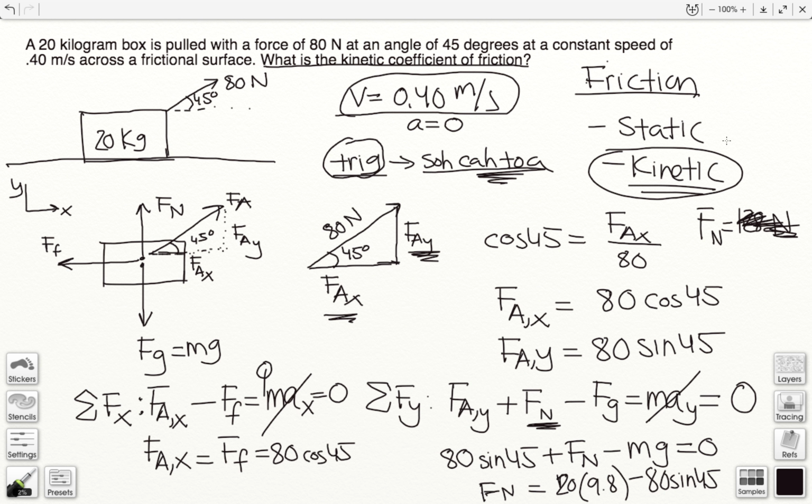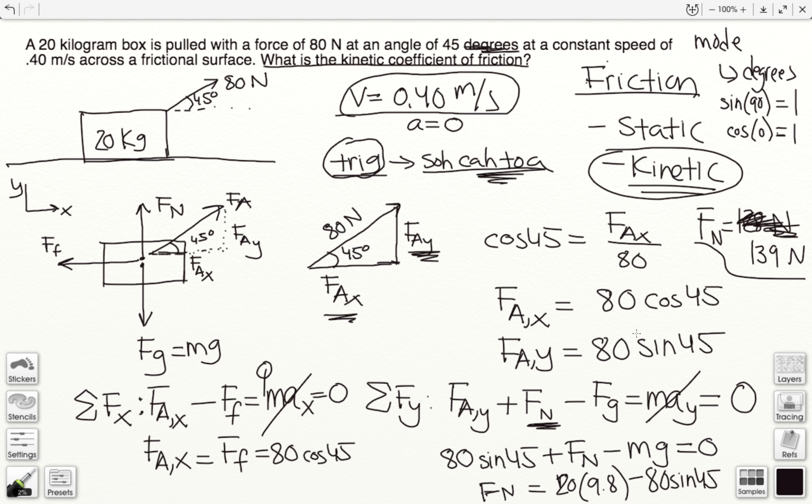This should actually, the normal force will be 139 newtons. And so, you always want to make sure the mode of your calculator is in degrees and not radians. And the way to check that is to do quickly sine of 90, which should always come out to be 1, or cosine of 0 should come out to be 1. Kind of a couple of easy checks. Okay, so back to here.